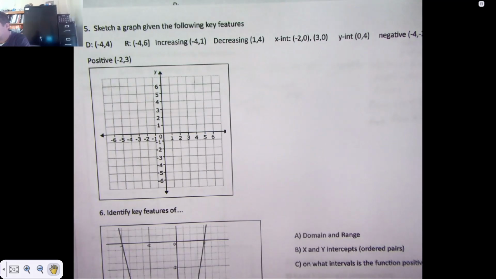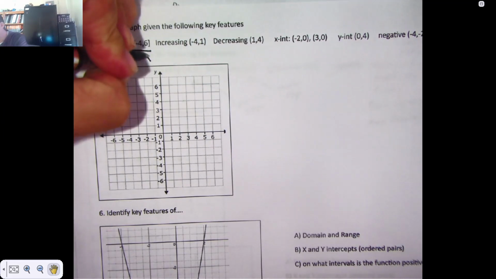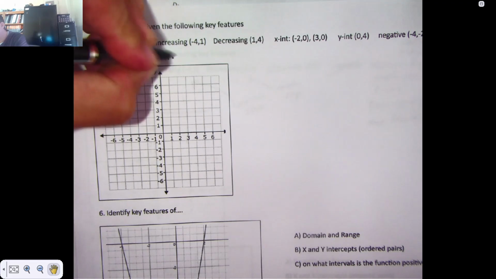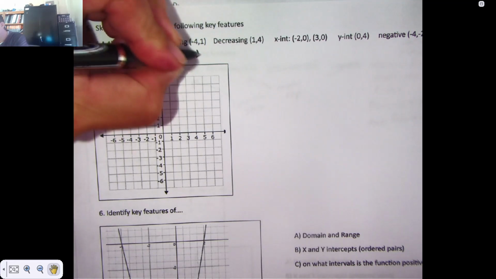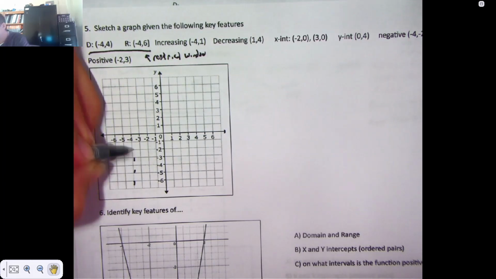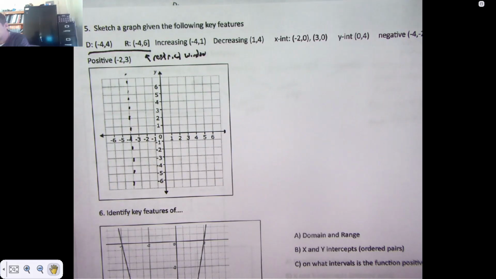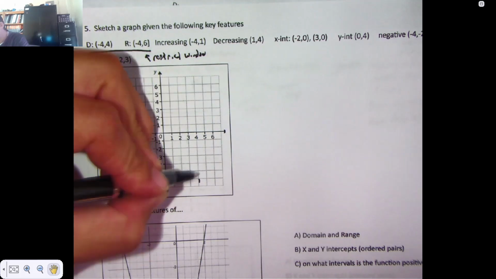All right, number 5. It's the second time I've done this one because I caught typos last time. These are the first things I'm going to look at. What these do is they restrict the window. Domain is from -4 to 4. Notice the parentheses. These are dashed lines. The graph can never touch them. It can get close. It's +4.